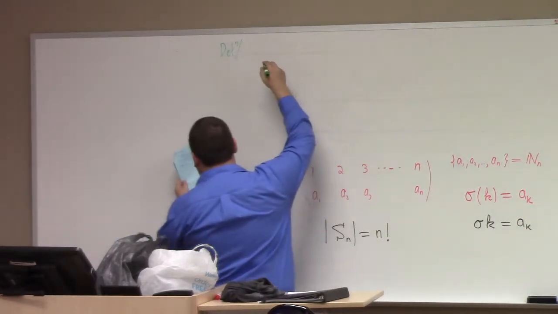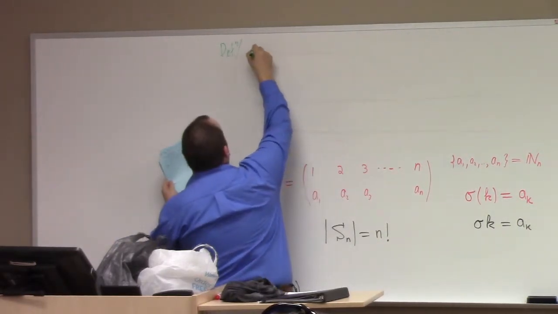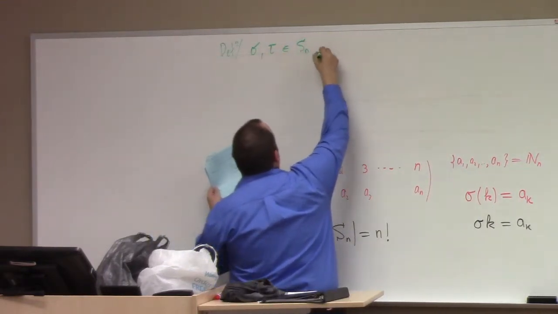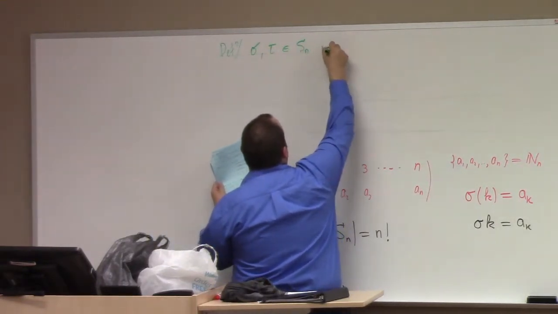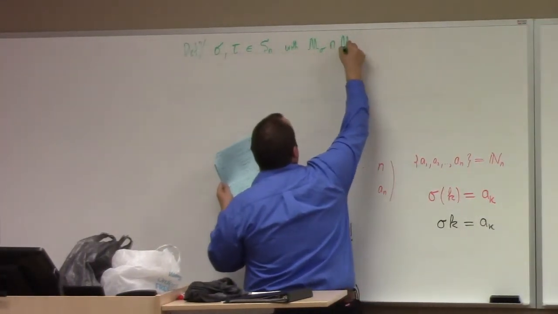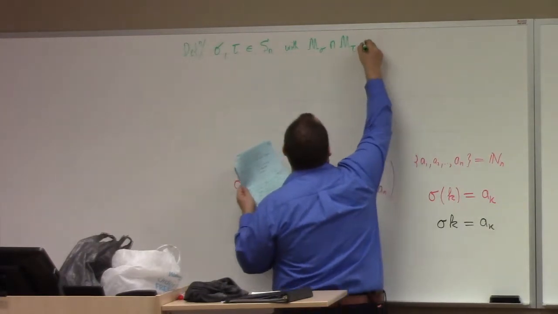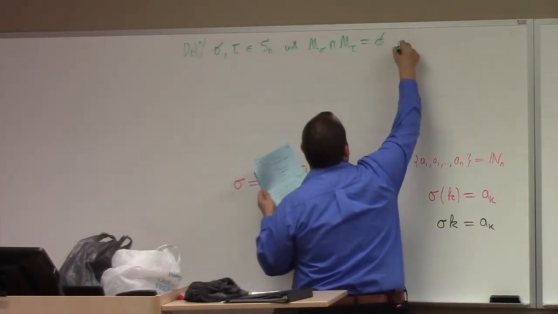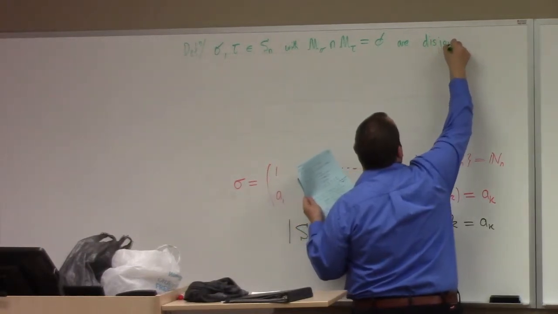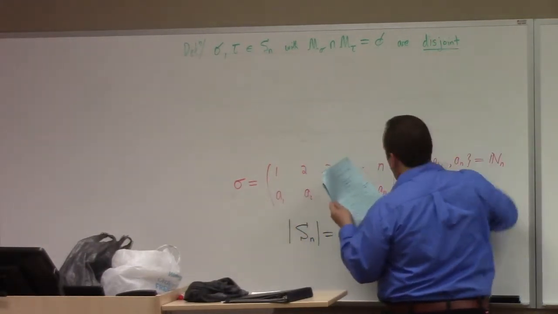All right. Sigma and tau in Sn with the set moved by sigma intersect the set moved by tau equal to the empty set are disjoint.